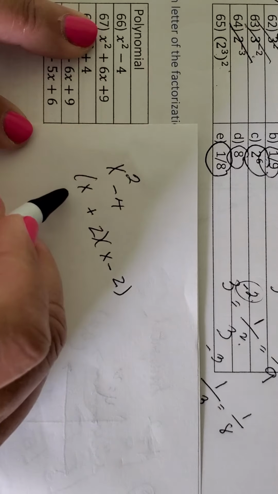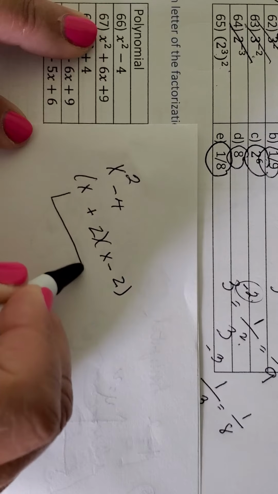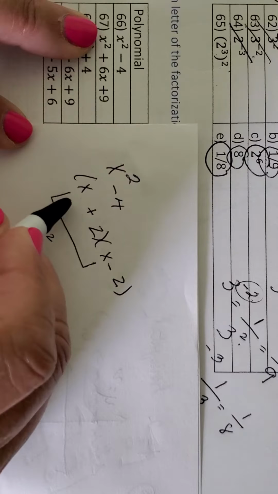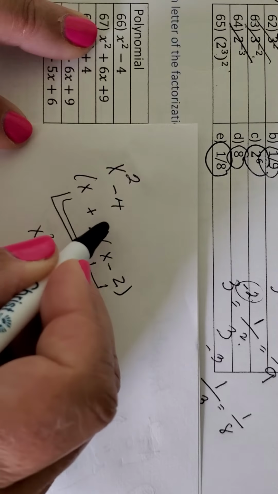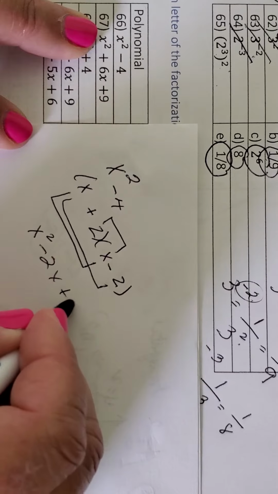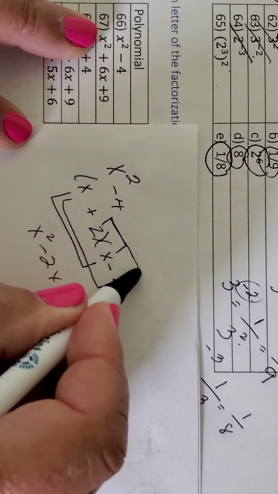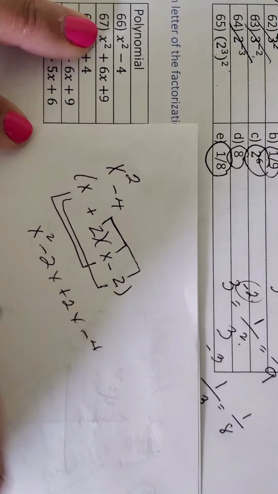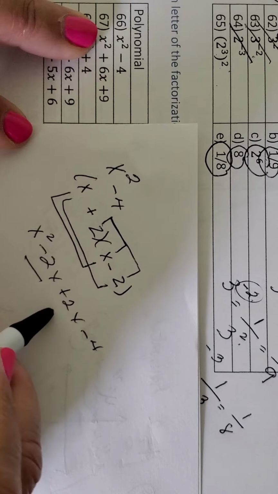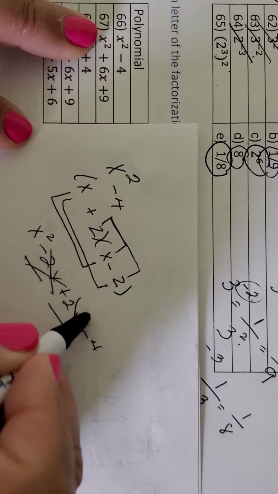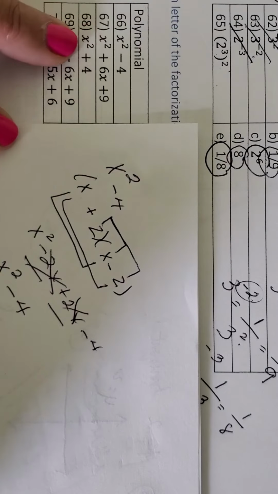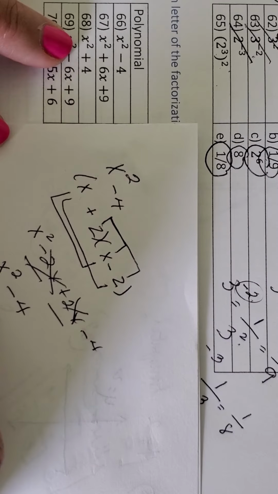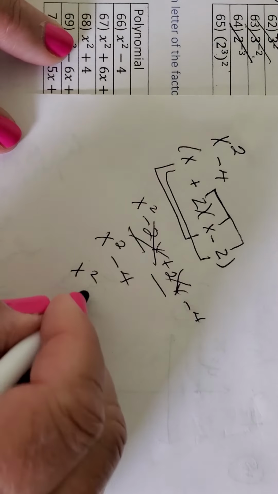We learn in class that if you don't believe me, x times x is x squared. x times negative 2 is negative 2x. Positive 2 times x is positive 2x. And positive 2 times negative 2 is negative 4. As you can see, the negative 2x is going to cancel the 2x, and you're left with x squared minus 4.